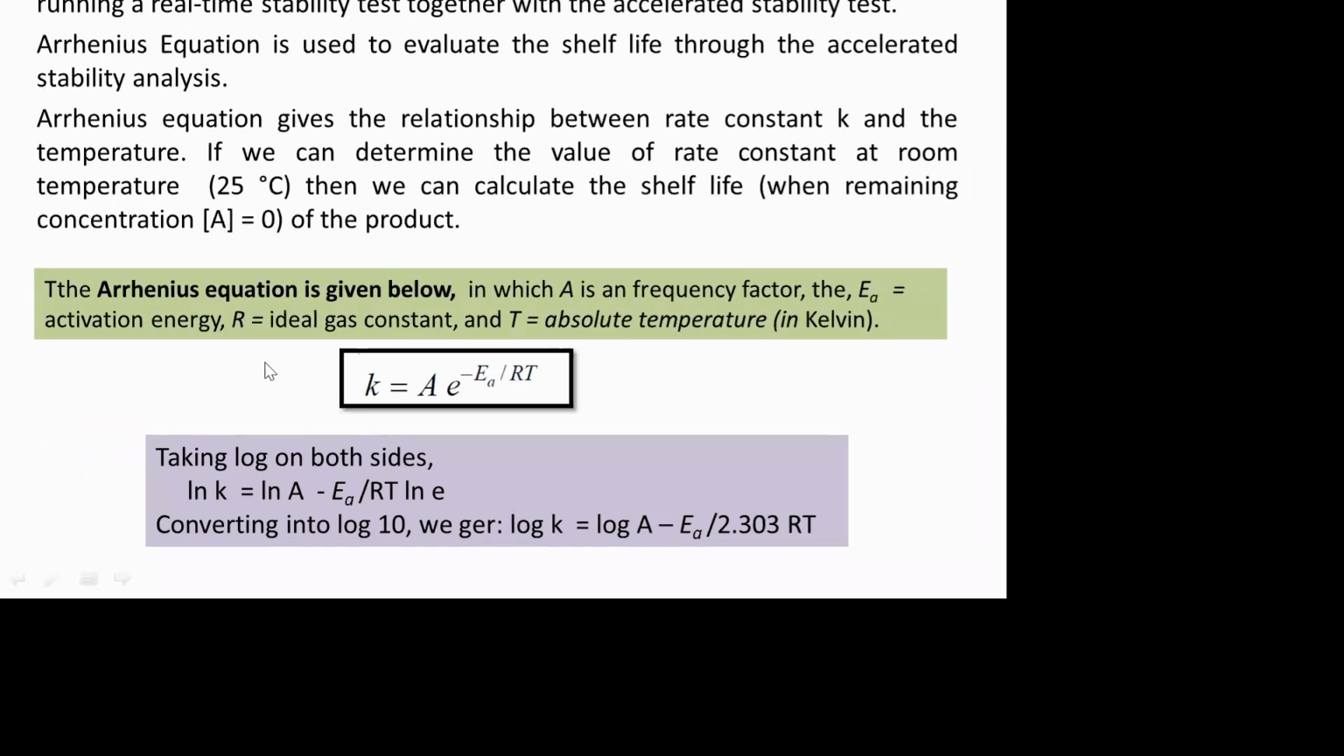As I mentioned earlier, we need the Arrhenius equation. The Arrhenius equation gives the relationship between the rate constant and the temperature. If we can determine the value of the rate constant at room temperature, then we can calculate the shelf life. That is the remaining concentration of the product.